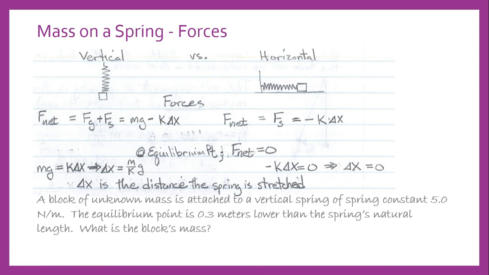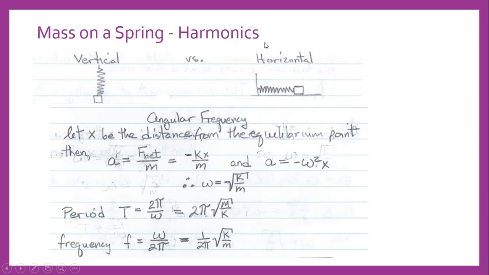So let's look at a problem here. A block of unknown mass is attached to a vertical spring of spring constant 5.0 newtons per meter. The equilibrium point is 3/10 of a meter lower than the spring's natural length. What is the block's mass? Well, we just go ahead and take our equation from up here, and we rearrange it to solve for mass, and we find out that the block's mass is 0.153 kilograms.